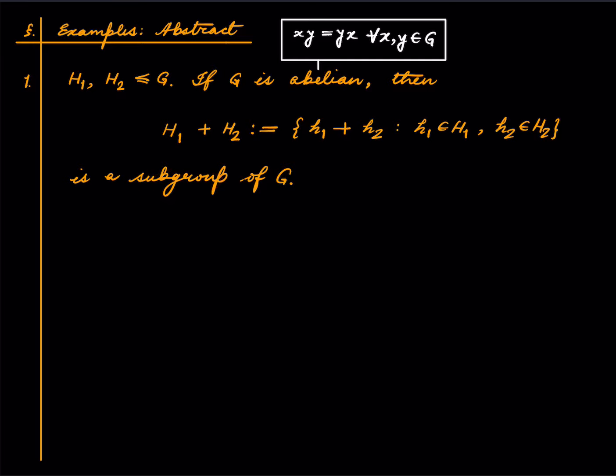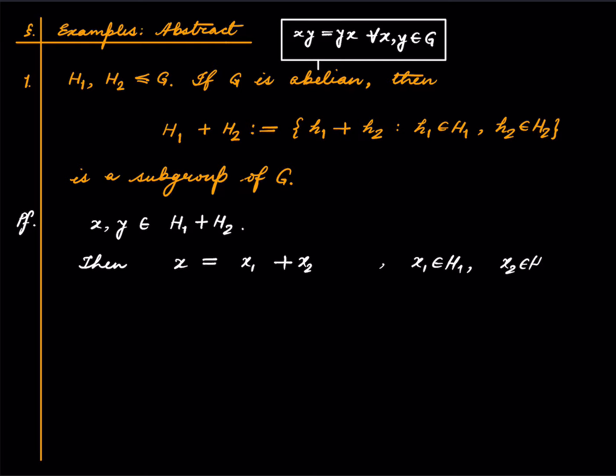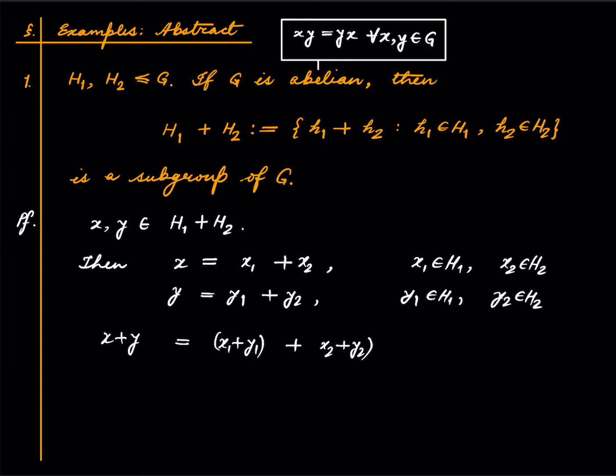Here I think it helps to use the criterion. The proof is very simple. If you have, let's say, x and y in this set, then x is x1 plus x2 with x1 in H1 and x2 in H2, and similarly y equals y1 plus y2, with y1 in H1 and y2 in H2. I'm not saying that these x1, x2 are unique. There could be multiple choices, but we have just chosen one such x1 and x2 such that x is equal to x1 plus x2, and so on. So what is x plus y? x plus y is x1 plus y1 plus x2 plus y2. But now since H1 is a subgroup, x1 plus y1 is in H1 and x2 plus y2 is in H2, and hence this is in H1 plus H2.